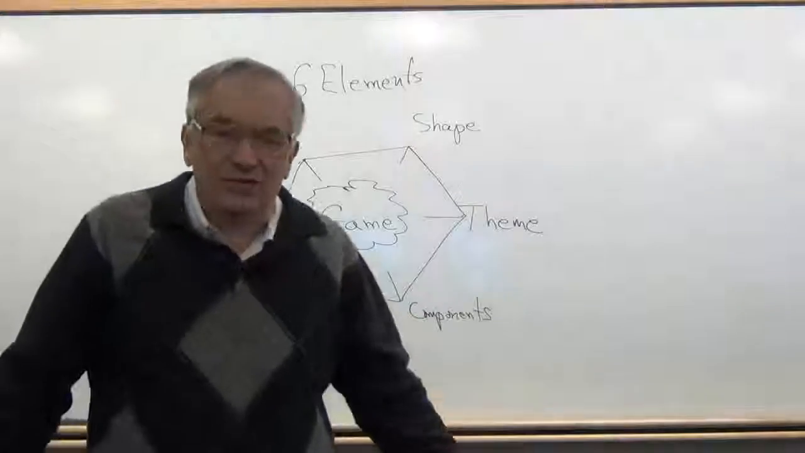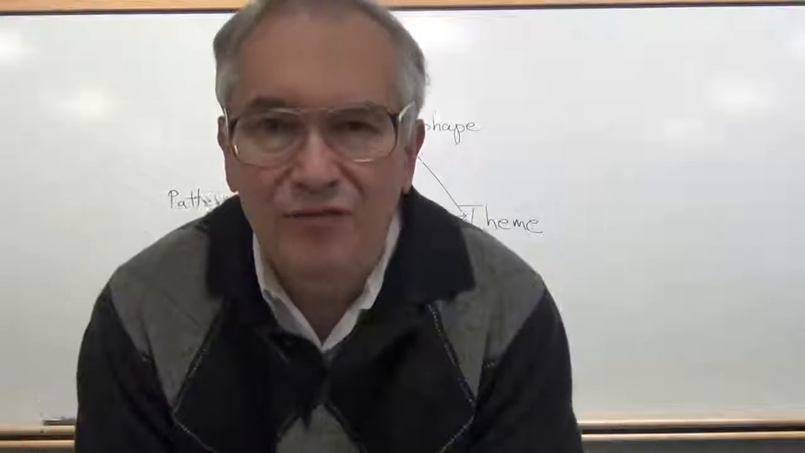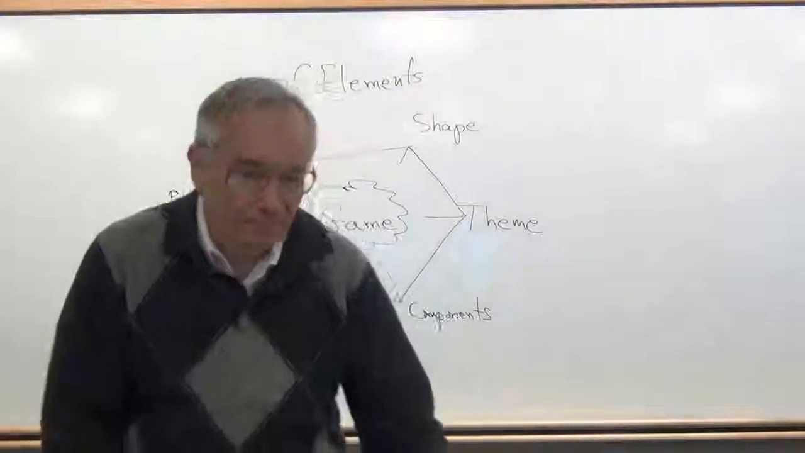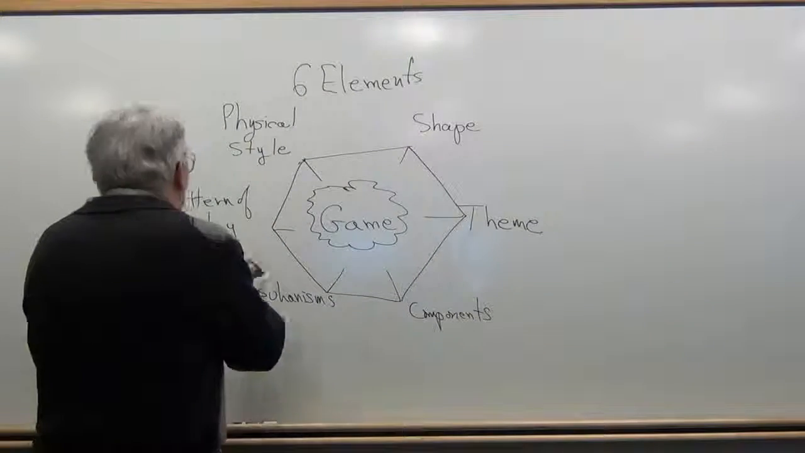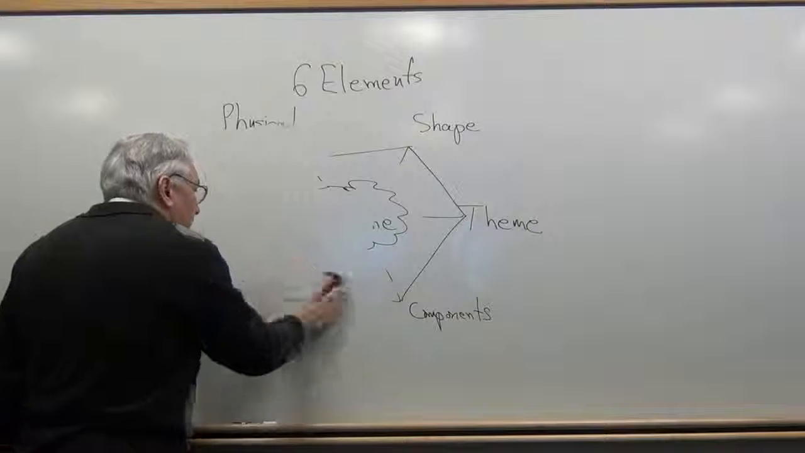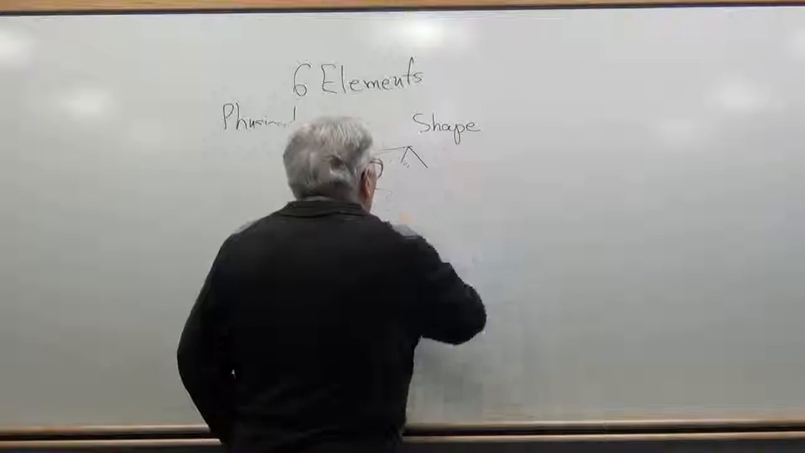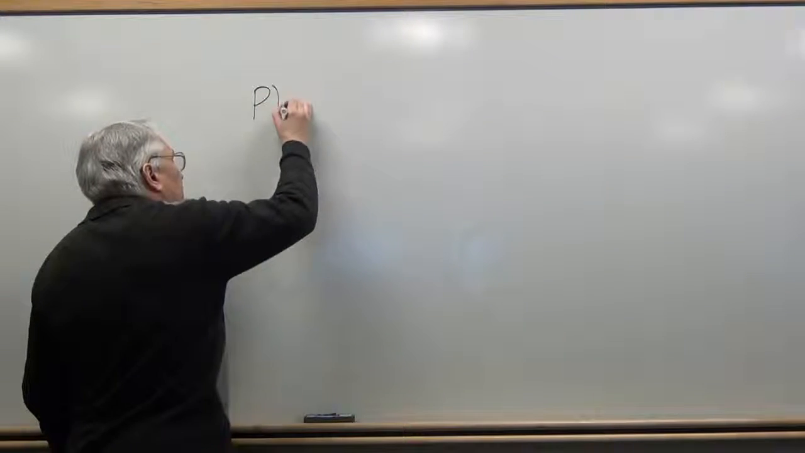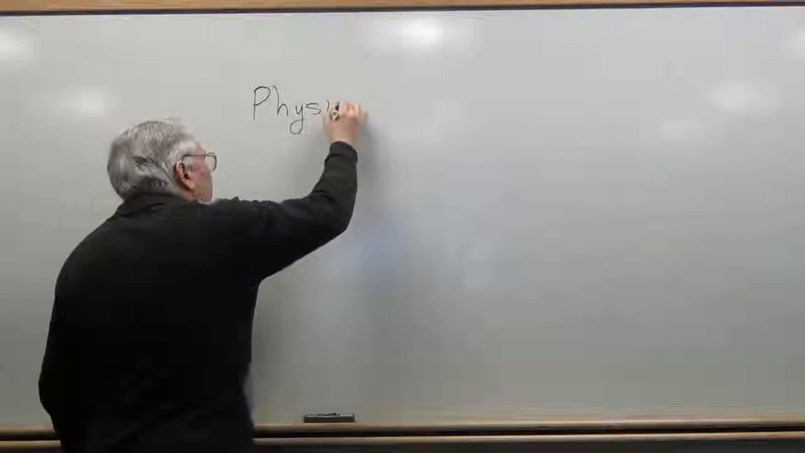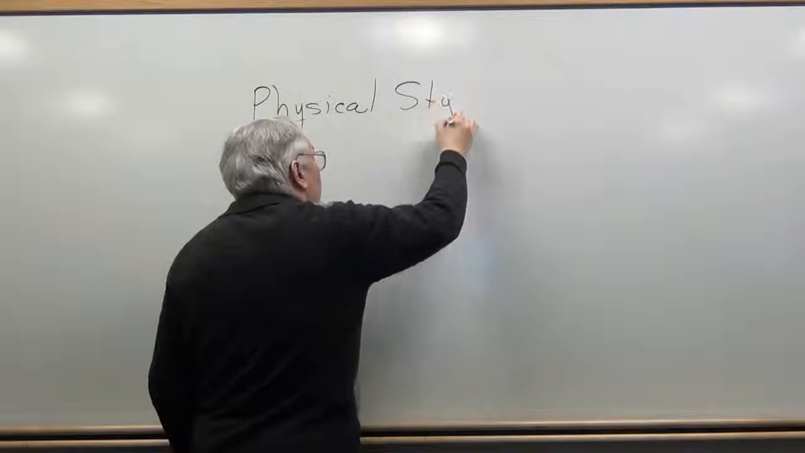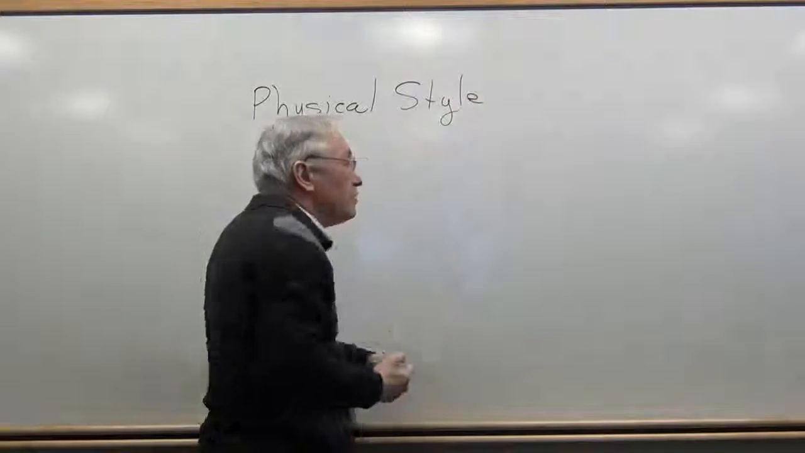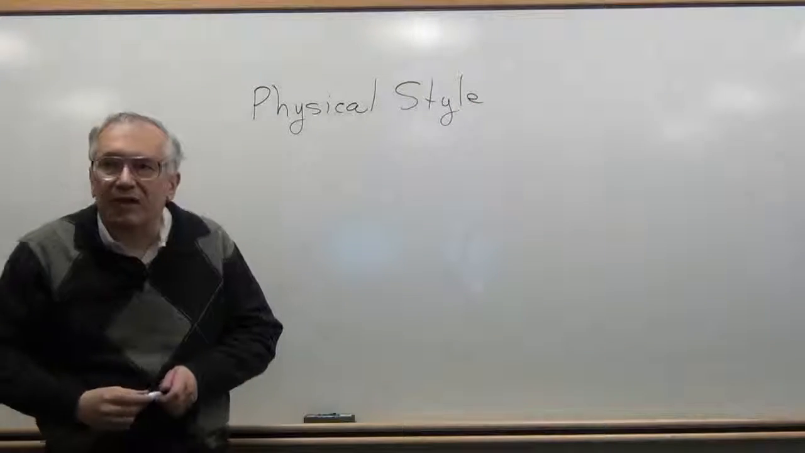Having said we have 6 elements that we combine to form a game, I am now going to talk in considerably more detail about only one of them. And today I am going to talk about physical style. Now, Kostikian already does this, and as you have now read both of his wonderful essays, you've heard some impression of what physical style is.